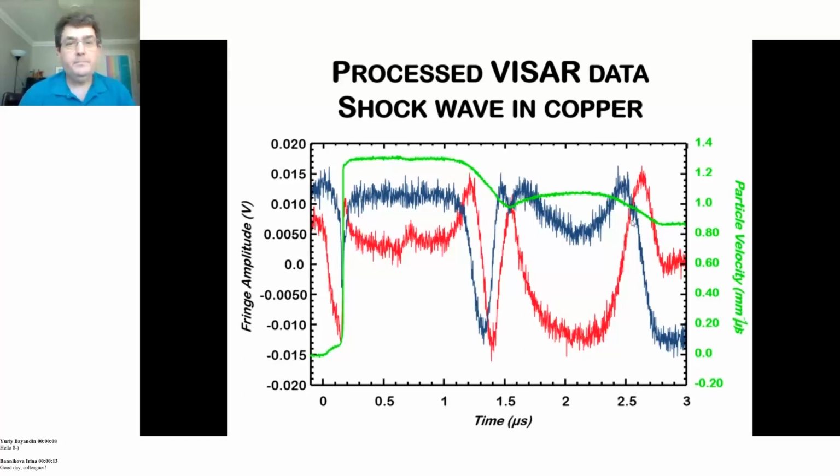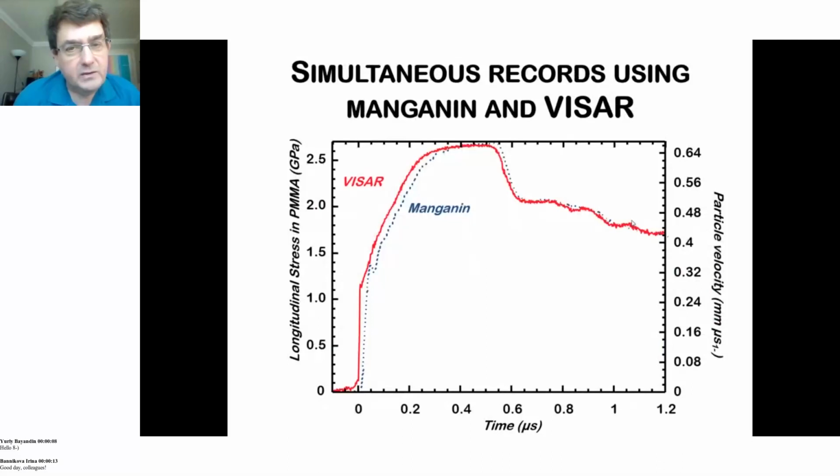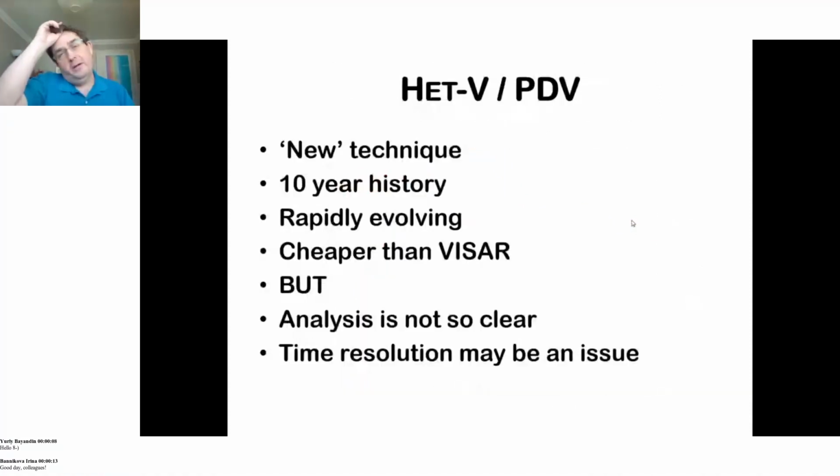Very good. What we can then do is use manganin gauges and VISAR gauges simultaneously in the same experiment. Manganin is measuring stress, VISAR is measuring particle velocity. We get those lines, and they're quite similar. So there is a system called heterodyne velocimetry, also known as photonic Doppler velocimetry, a new technique. It's becoming very well established.